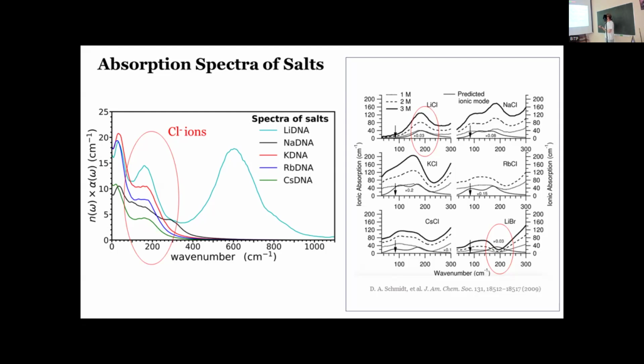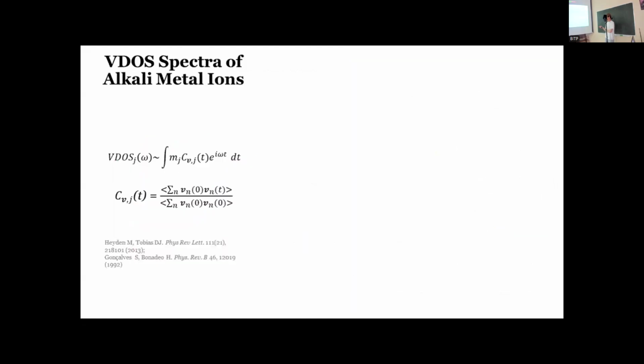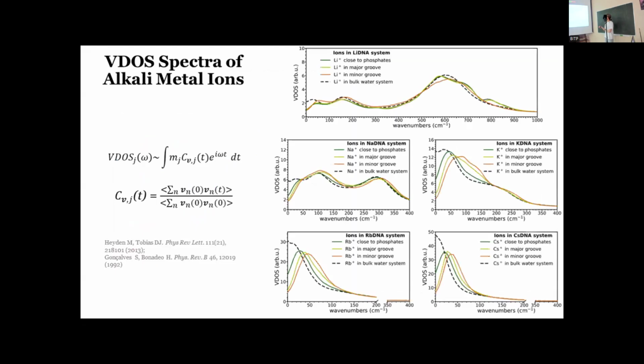Therefore, we also calculated the vibrational density of states, which can be obtained as the Fourier transform of the velocity autocorrelation function. We calculated those spectra for all studied ions in different regions of the double helix: the phosphate groups, major groove, and minor groove. We also compared the spectra for ions near the DNA with the spectra that we calculated for the system of bulk solution.